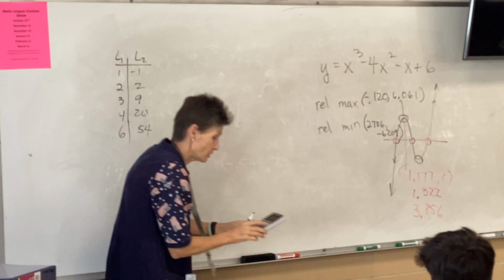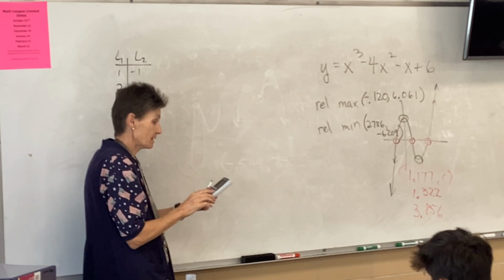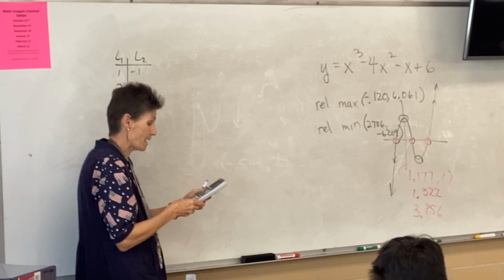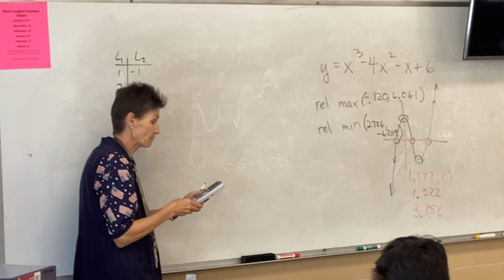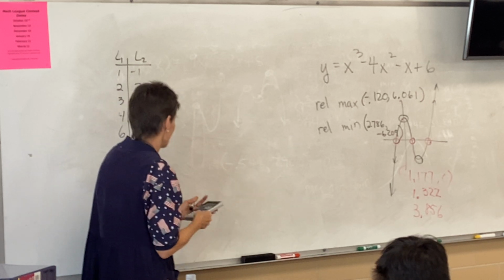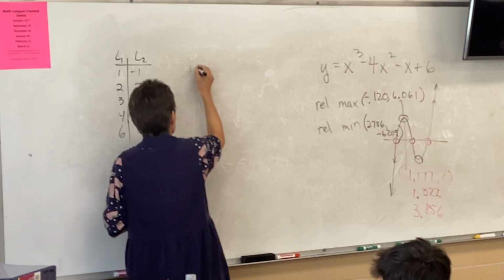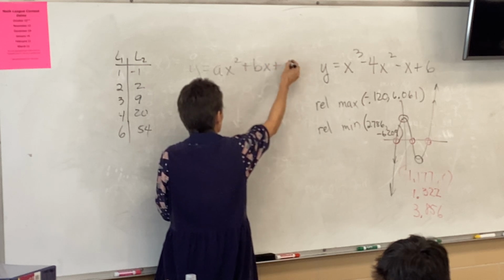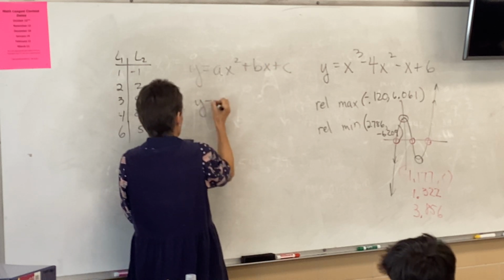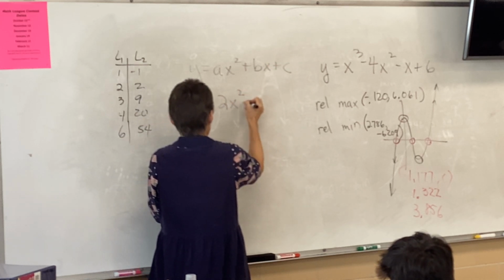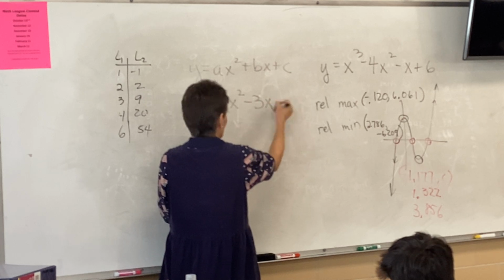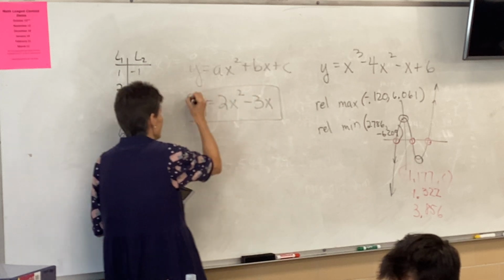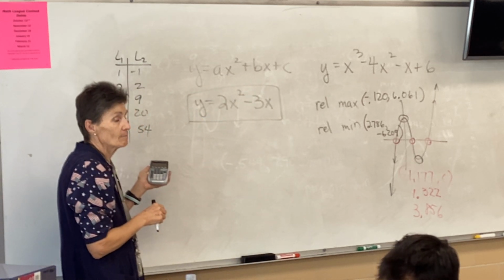So I'm going to go to Stat, Calc, and then go down to Quadratic Regression. And it tells me that my equation is going to look like this. A is 2, and B is -3, and C is 0. So there's my equation for that set of data.